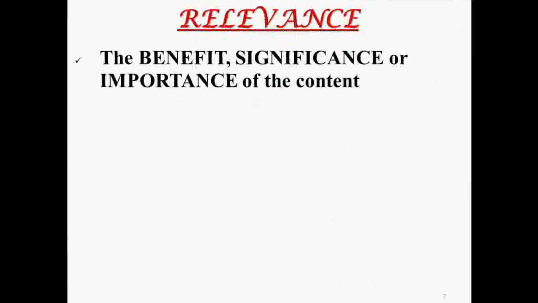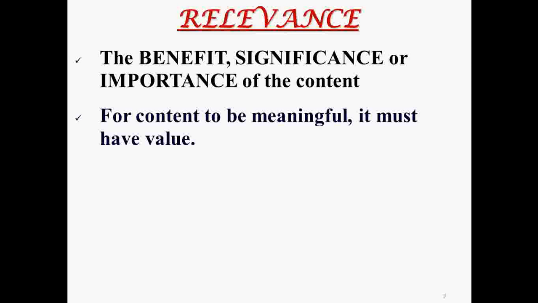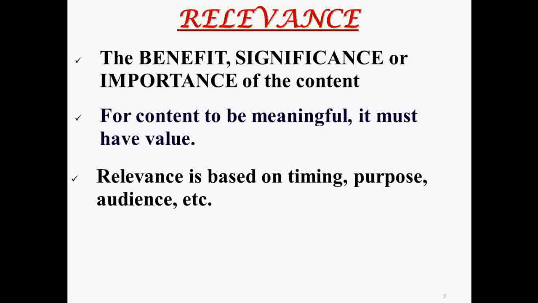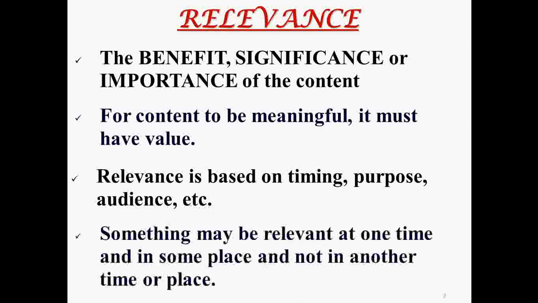And finally, relevance. When we talk about relevance, we're talking about the significance or importance of the content. What's the benefit for the reader or someone related to the reader? For the content to be meaningful, it has to have some value to the reader. And so you have to bear in mind the timing or the purpose and the audience of the information. Something may be relevant at one time but not relevant at another time. It may be relevant to one person, not to another person. It may be relevant at some location but not relevant somewhere else.